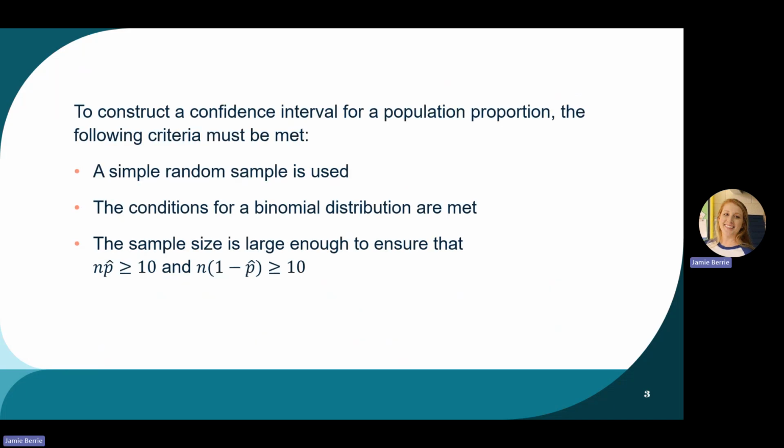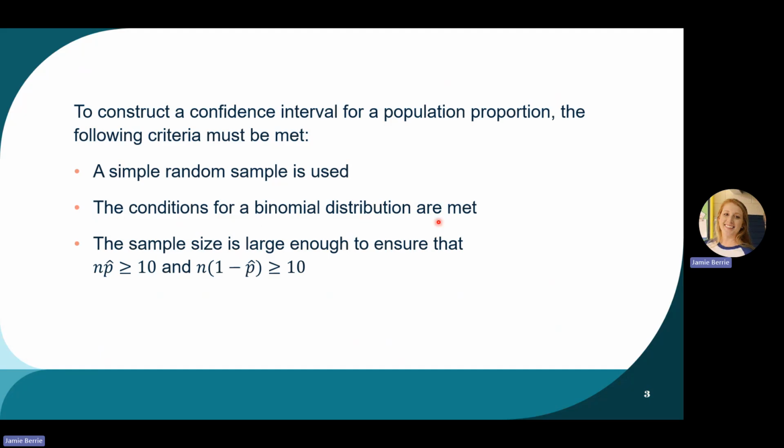So just like we saw in section 8.3, if we're constructing a confidence interval for a population proportion, we have certain criteria that have to be met. Of course, if you were doing this in real life, you would have to ensure that each one of these criteria were being met. In our problems, we're just going to assume that the criteria have been met. But here are the criteria. A simple random sample has been used, so we don't want something like a convenient sample being utilized. So we want to make sure that we have a true random sample.